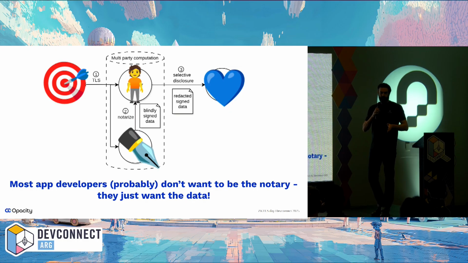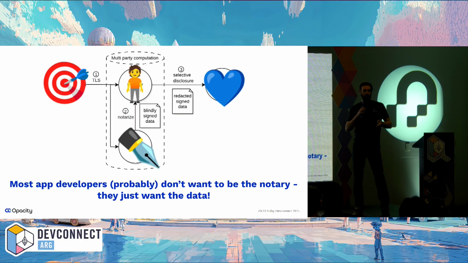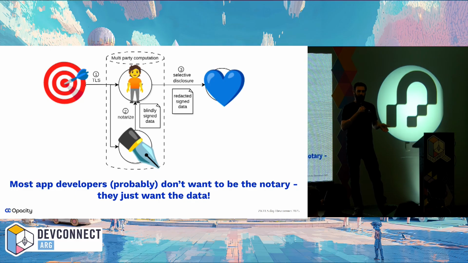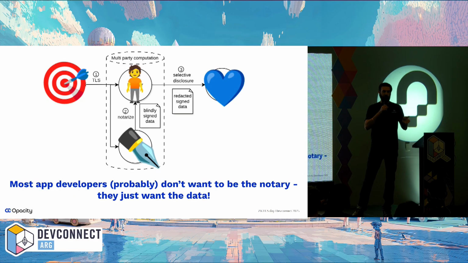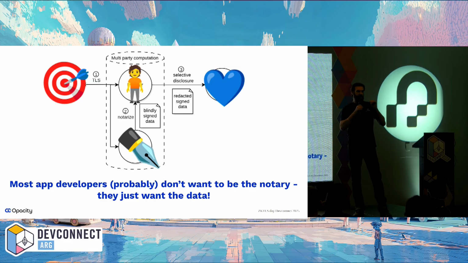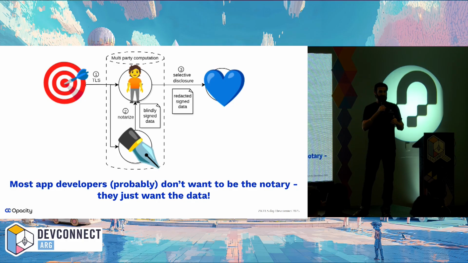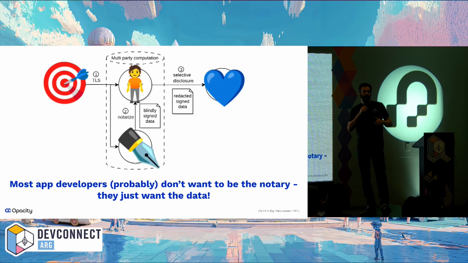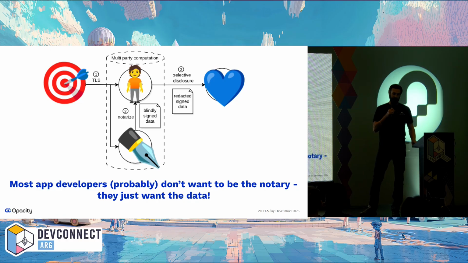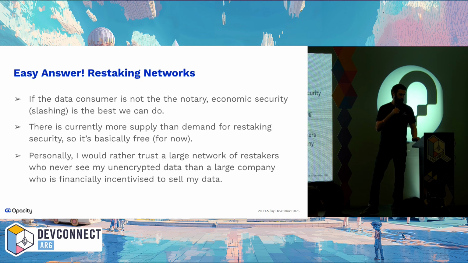Most app developers, probably, I think, they don't want to run the notary. They just want verified data. If you're an app developer and you want to run the notary on your back end, that simplifies a lot of things. That gives you cryptographic guarantees that the data that you're getting from that target platform is true. So there's some advantages to doing that, but it's also some increased level of difficulty.